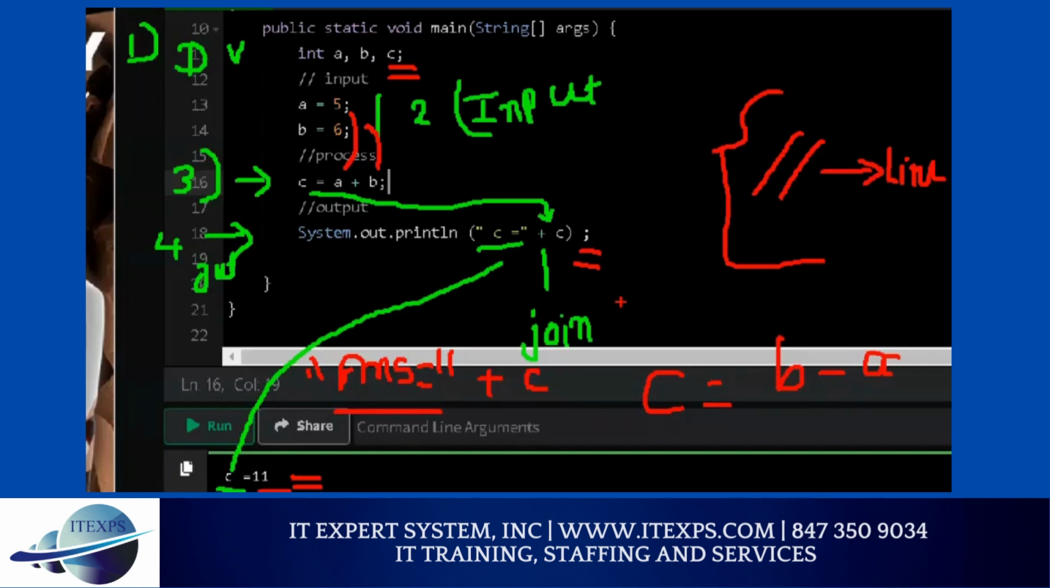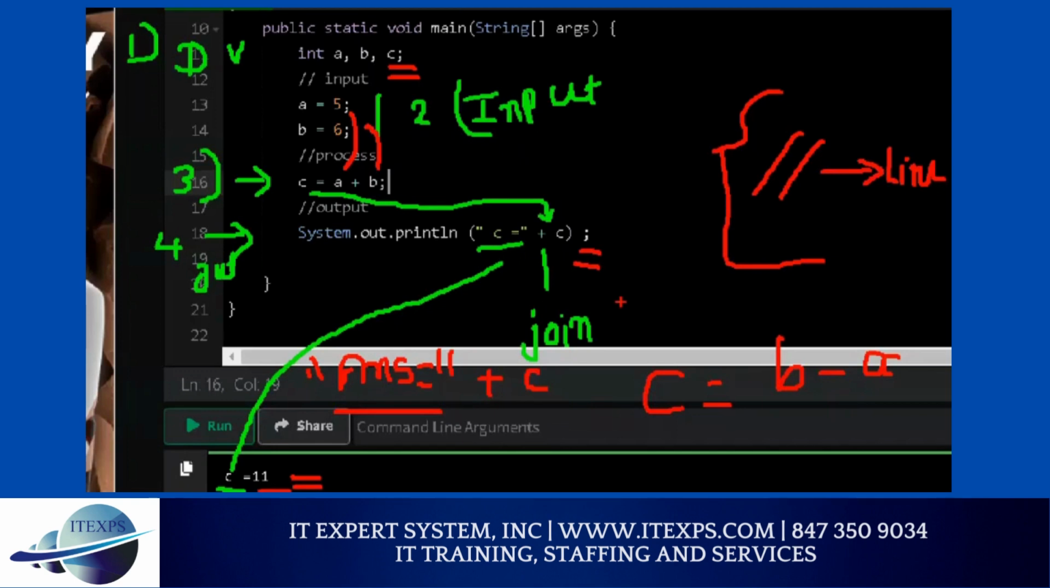Good. So what is input here? A and B, and not B. C. What is input here? A and B. A has a 5 and B has 6. What is the process here? C equals A plus B.